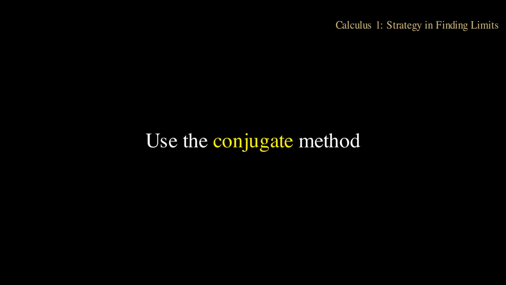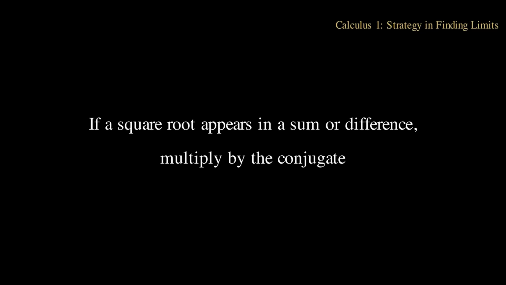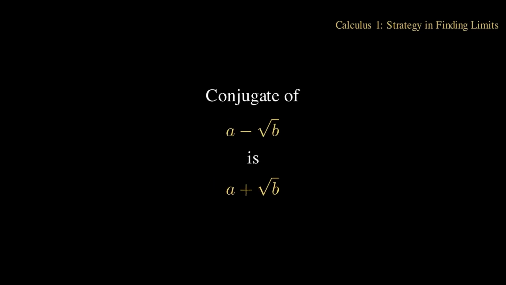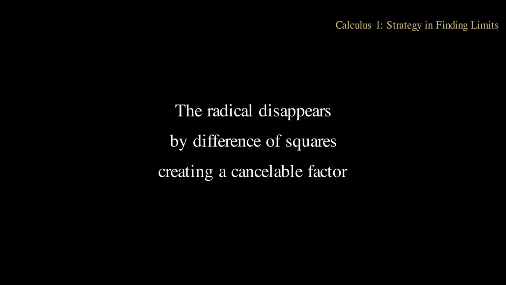Factoring handles polynomials. But what happens when the indeterminate form involves a radical expression? Factoring is useless there. Instead, you deploy the conjugate method. The idea is precise. If you have a difference or sum involving a square root in either the numerator or denominator, multiply both the numerator and denominator by the conjugate. The conjugate of a minus b root is a plus b root. This destroys the radical via the difference of squares identity, creating a polynomial factor that can be cancelled.